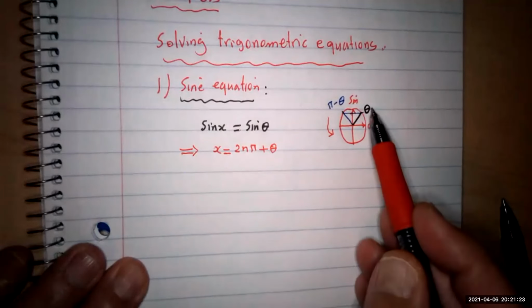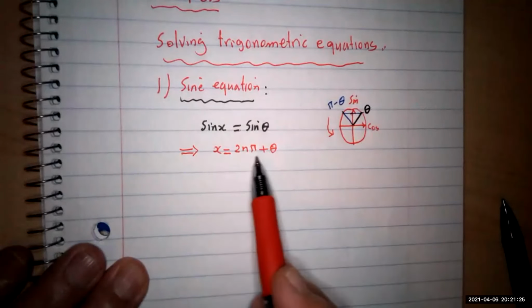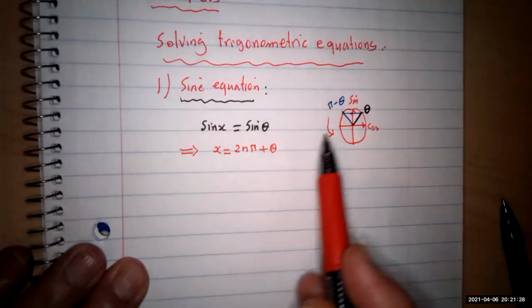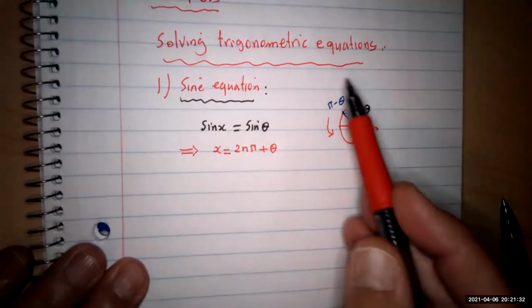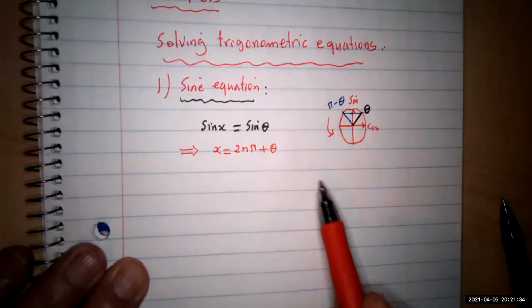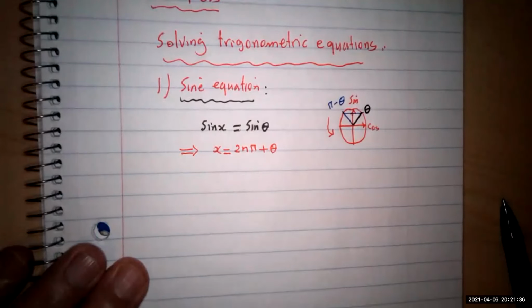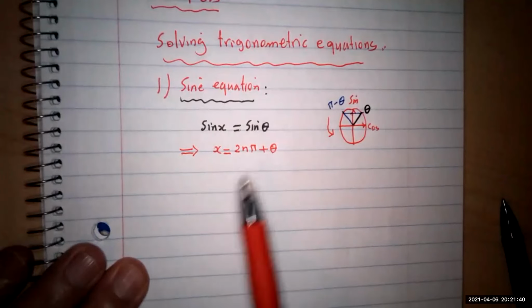Okay, if theta is 30 degrees, so one of the solutions is x equal to 30 degrees. But the other one is going to be 30 degrees plus 360, which is 390. You can go on forever. So you are going to have infinitely many solutions, if you like. Okay, so this is going to be one group.